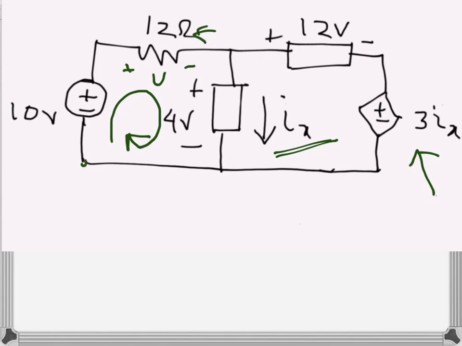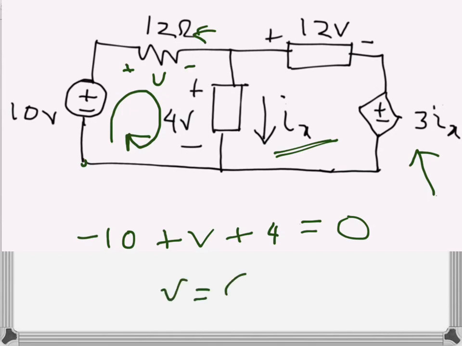So we have a 10 volts rise here, so that's minus 10, then plus V, because that's a drop if we go in the clockwise direction, and then plus 4. So from here we get the sum is 0, so we get V is equal to 6. So now we know that the value of the voltage drop across the 12 ohm resistance is 6 volts.